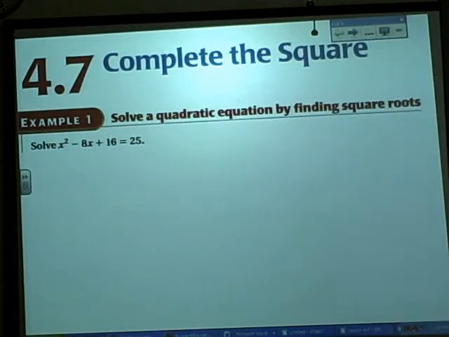So for this quadratic, we see x squared minus 8x plus 16 equals 25. What I see is that 8x plus 16, those are really nice numbers that go together. So I'm going to see if it factors.